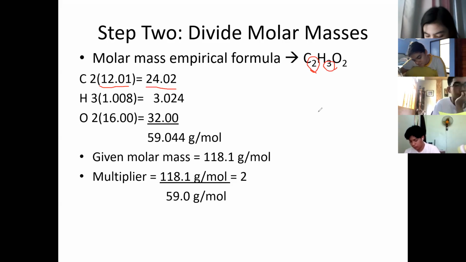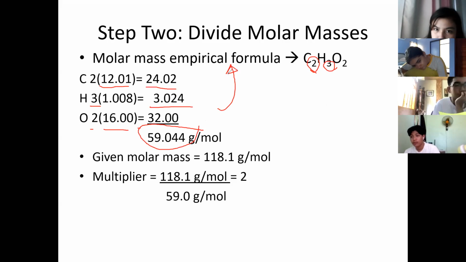1.008 grams of hydrogen multiplied by 3 atoms of hydrogen, you have this mass. As with oxygen, 16 times 2, we have 32. So the molar mass of the empirical formula is equal to 59.044, which is now the divisor of the molar mass of the given experiment.